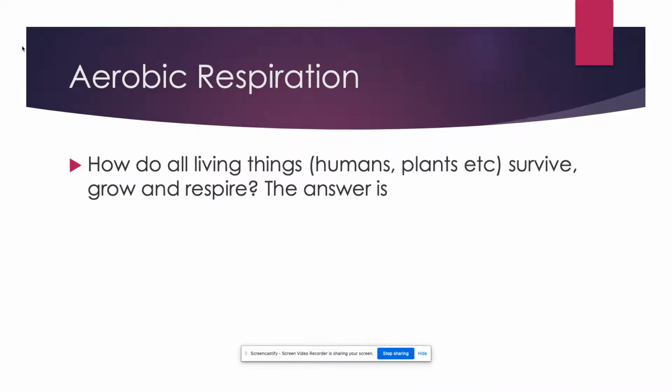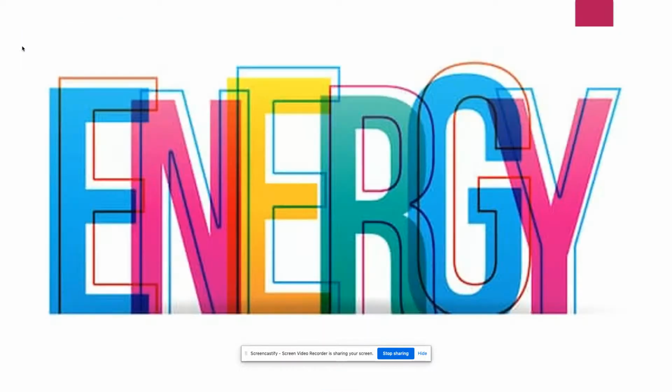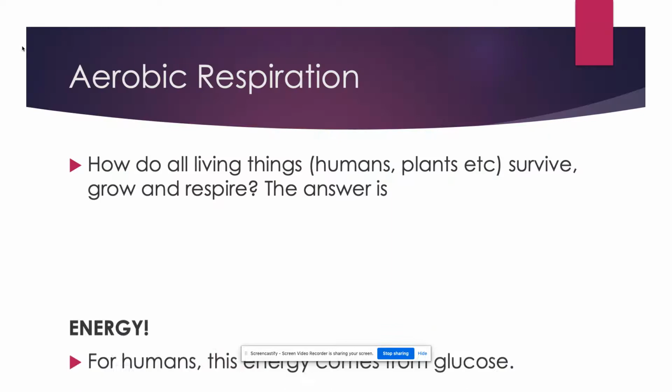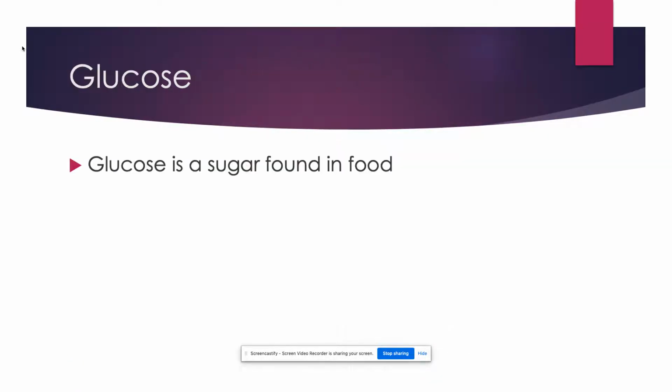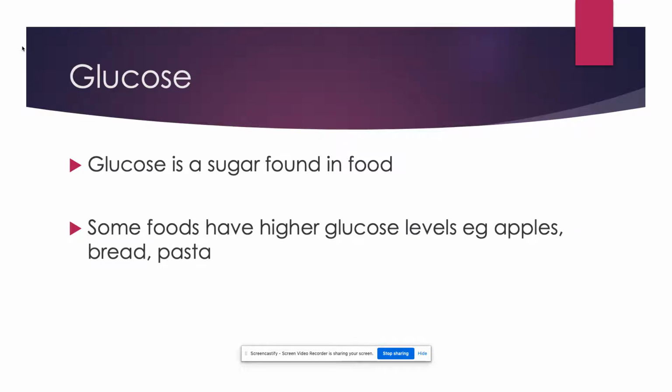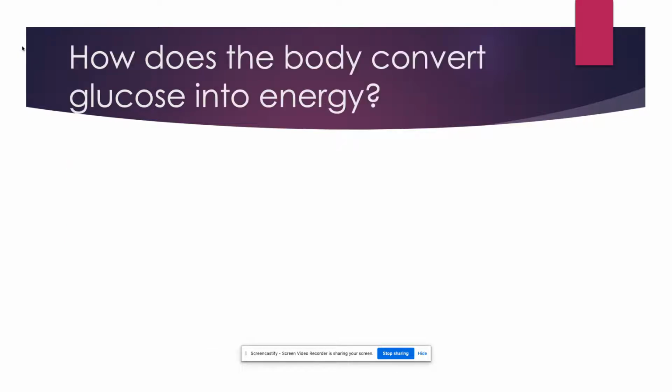How do all living things grow, survive, and respire? The answer is energy. And we get our energy from glucose. Glucose is a sugar that's found in food. Some foods have higher glucose levels, for example, apples, bread, pasta. These foods provide more energy for us. How does the body convert glucose into energy?